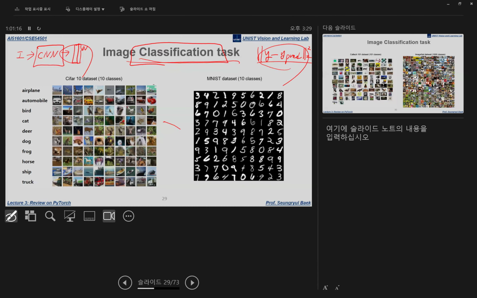And also the last part has to be a probability, okay? In the regression task, for linear regression, there could be any floating values, okay? But in the classification task, the final output has to be a probability vector, okay?